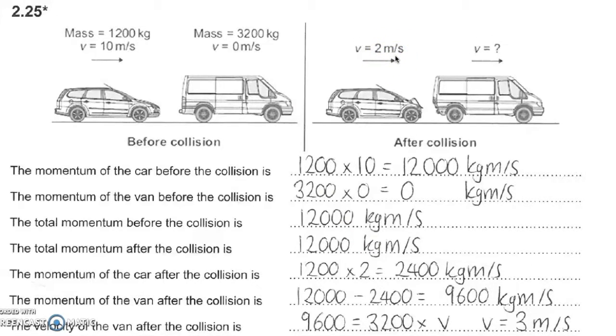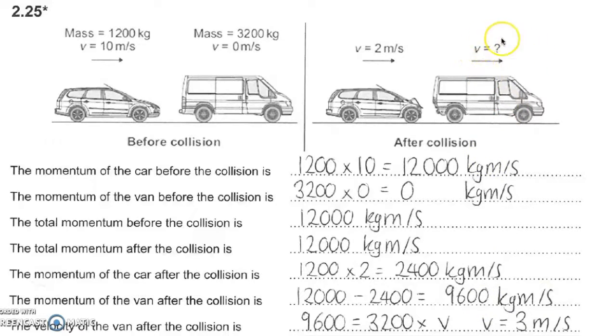Its mass hasn't changed, so we do 1200 times 2, which gives us 2,400 kilogram meters per second. The momentum of the van after the collision is going to be 12,000. Remember, because our momentum after the collision has to stay the same, we're going to minus the momentum of the car, which is 2,400, which means we're left with 9,600 kilogram meters per second. Okay, that is the momentum for the van.